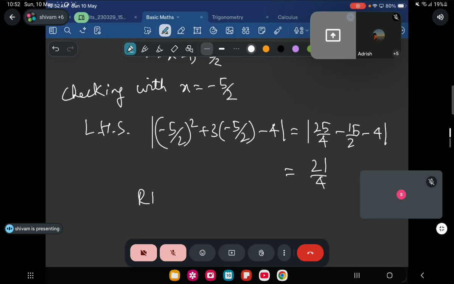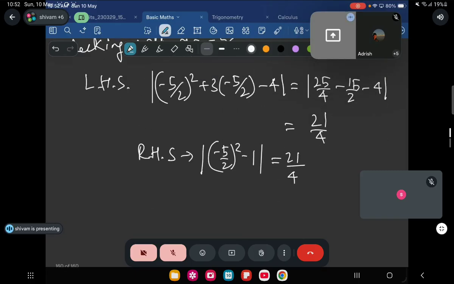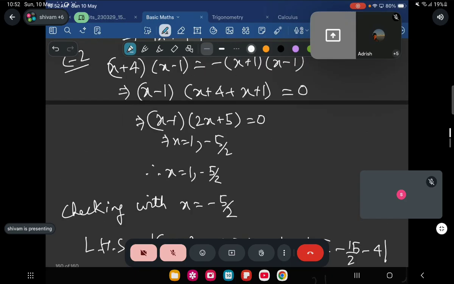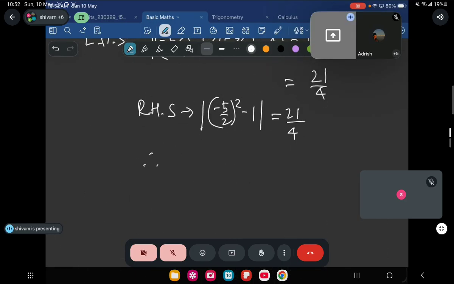Next, let us see the right hand side. RHS is mod of minus 5 by 2 whole square minus 1, which will also give us 21 by 4. So hence this is the correct answer. So there will be two solutions. Therefore x should be equal to minus 1 comma minus 5 by 2. We have to always recheck. Yes, always recheck, because it's mod, right? It may be there in the domain. I mean, it may give us a solution, it may not give us a solution, because it has only two different definitions.